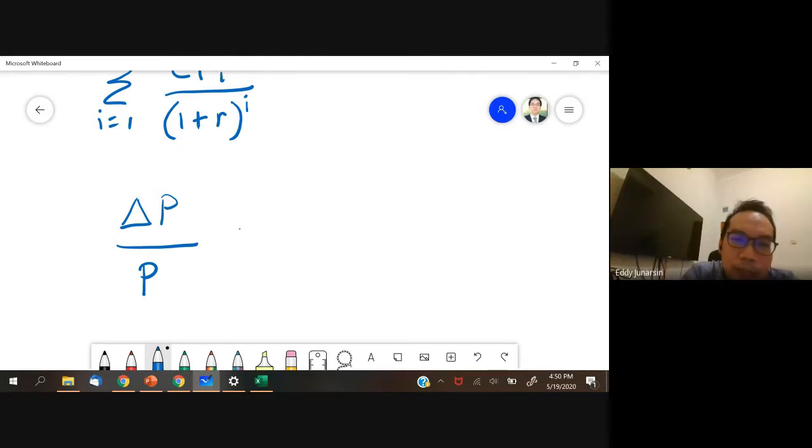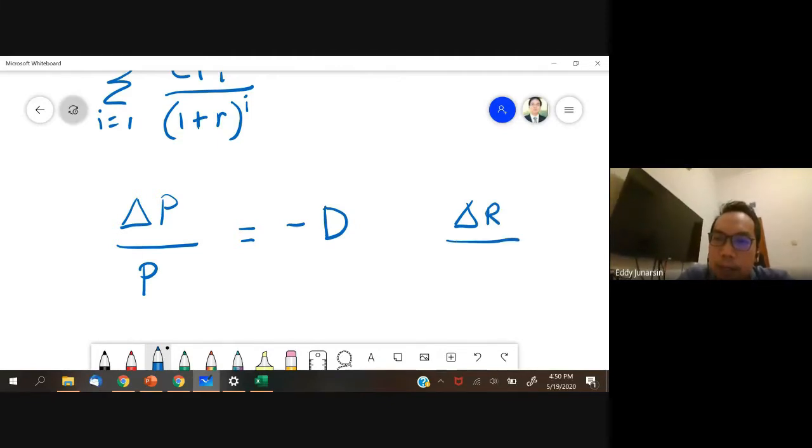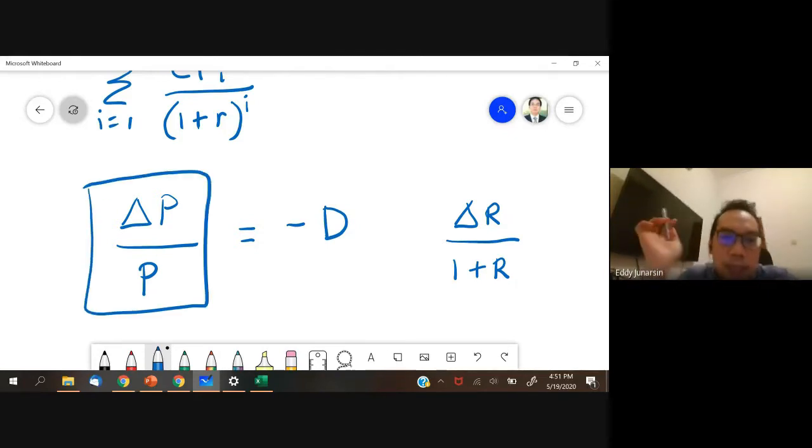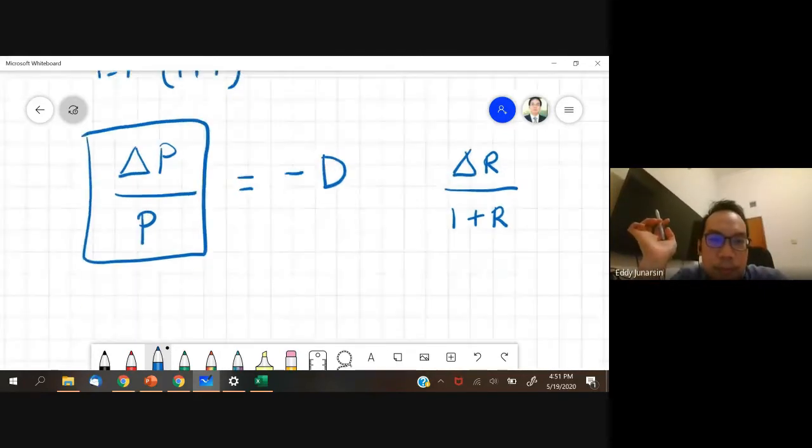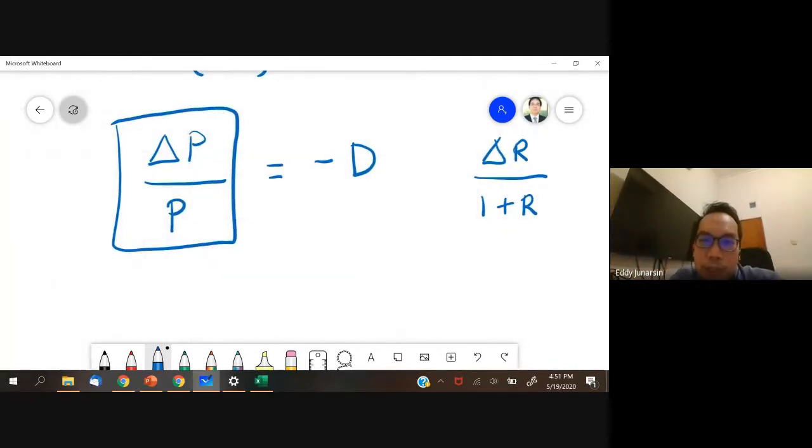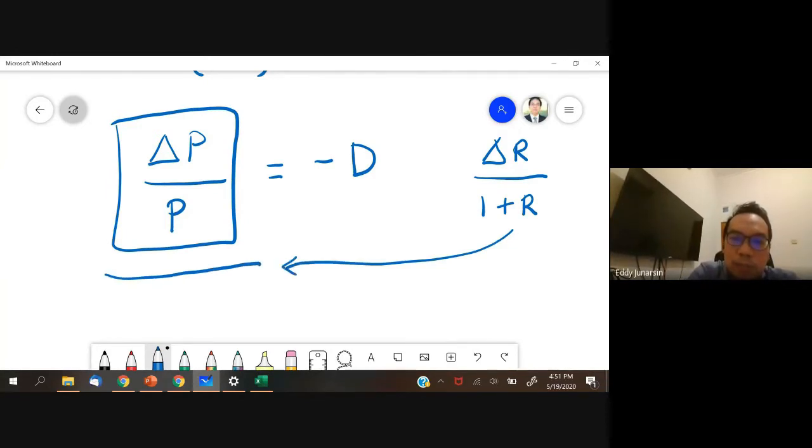So we could estimate this as minus duration multiplied by the change in interest rate divided by 1 plus the original interest rate. So the interest rate here is a market rate, of course. So you see, what we are measuring here is the change in interest rate. So the change in price divided by original price. Right? And if you move it here, imagine that this would look like this mathematically.